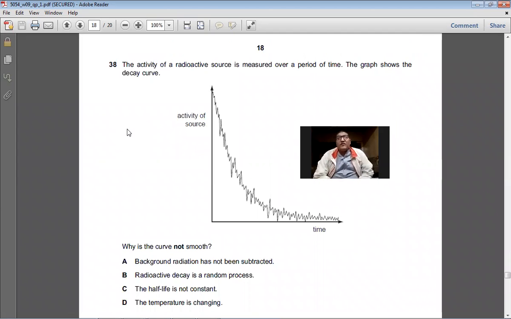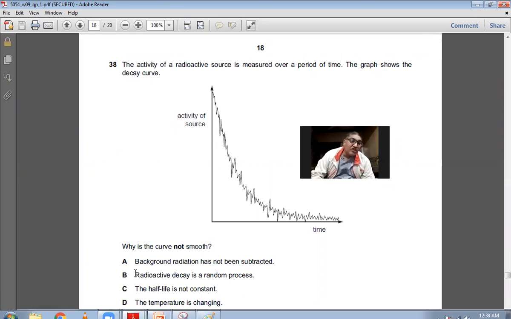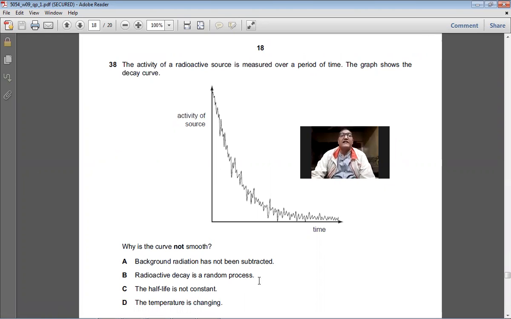The activity of a radioactive source is measured over a period of time. The graph shows the decay curve. Why is the curve not smooth? The reason is radioactive decay is a random process. Background radiation has not been subtracted? No, radioactive decay is a random process. Yes, that's the perfect answer. The half-life is not constant? The temperature is changing? The basic correct answer is that radioactive decay is a random process.